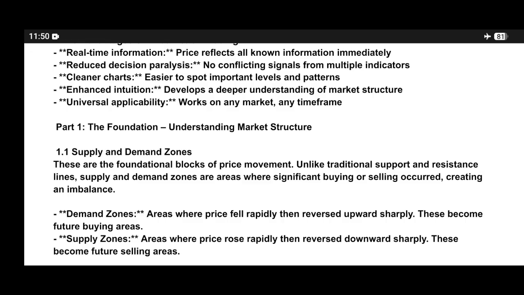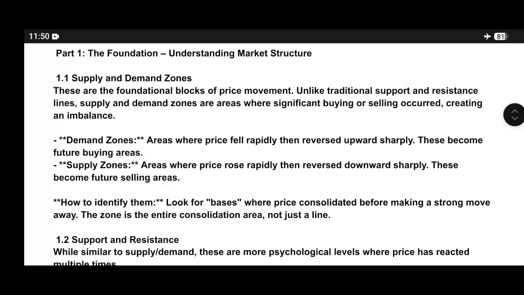Now, supply and demand zones. These are the foundational blocks of price movement. Unlike traditional support and resistance lines, supply and demand zones are areas where significant buying or selling occurred, creating an imbalance. So, what is a demand zone? Demand zones are the areas where price falls rapidly, then reverses upward sharply. This becomes a future buy area.